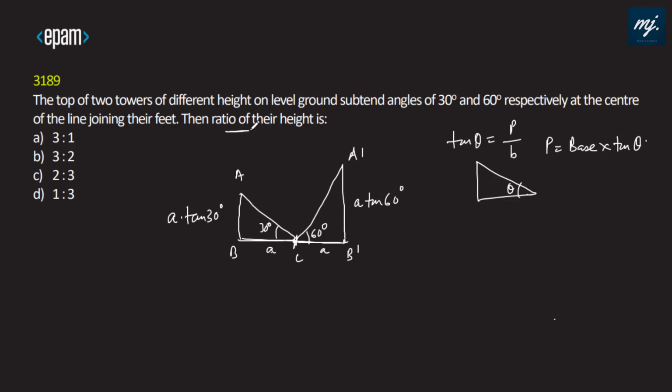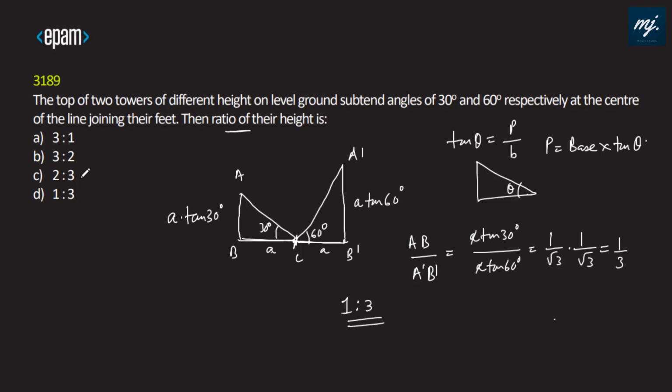Now they are looking for the ratio of their heights. As per the angles, I'll calculate the ratio as AB by A'B', that would be A tan 30 degree by A tan 60 degree. A cancels out, tan 30 degree is 1 by root 3 into 1 by tan 60 degree, which is 1 by root 3, so that is 1 by 3. So the ratio we are looking for is 1:3, and yes, that is in option D.